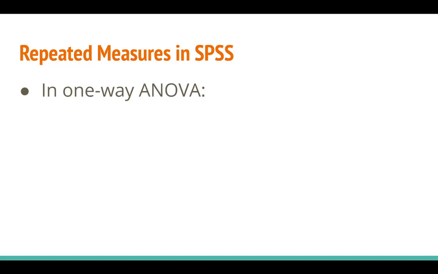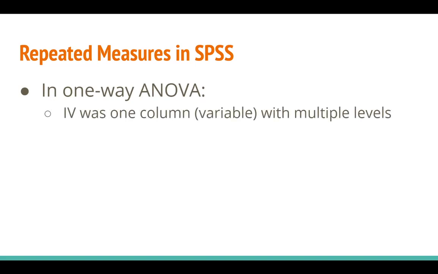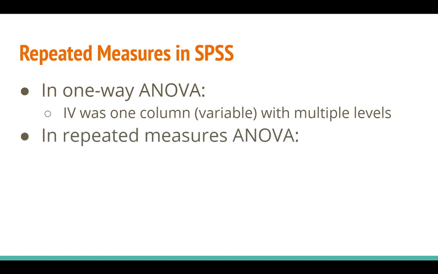So in a one-way ANOVA, remember the IV was one column with multiple levels. So we would have one column that represented everybody's scores and another column that represented which group they were in. Because remember, every row represents a participant. In a repeated measures ANOVA, each level has to have its own column because every participant is involved in every level. They need a slot for their score on every level of the IV. So we're going to go through an example that was in the textbook. Not your book, just a textbook that I have.